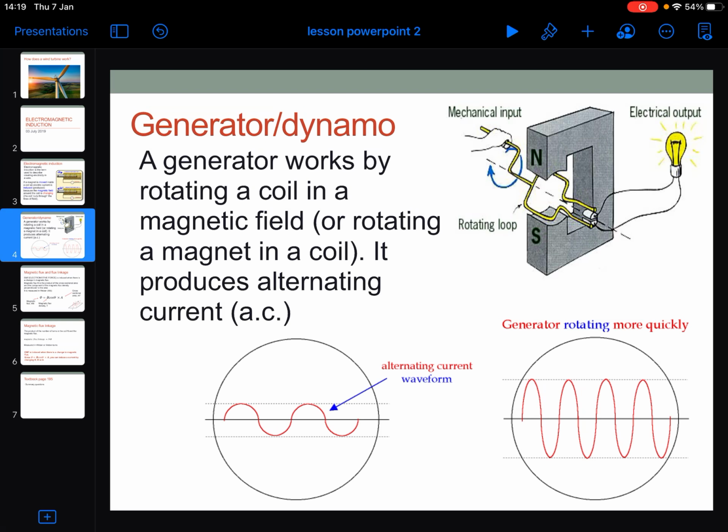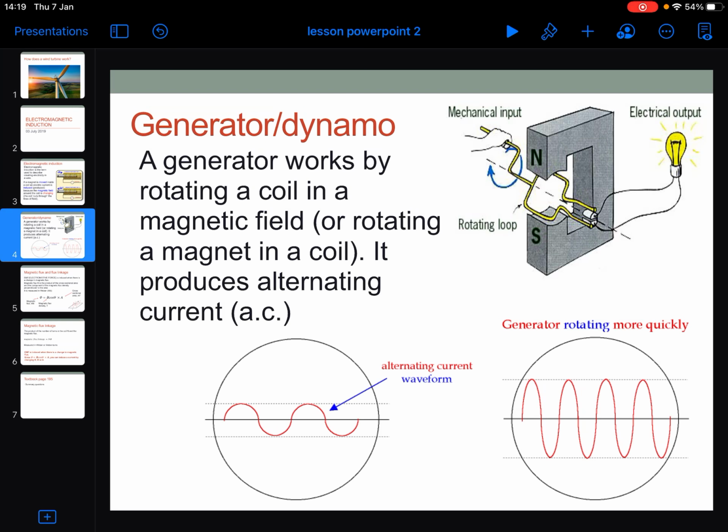On the right hand side, you have the same generator being rotated more quickly. Now two things to note here. Firstly, yes, the peaks are closer together, they have a higher frequency, but also they create a higher voltage. So the speed not only increases the frequency, but also increases the amplitude, the maximum voltage you get out there.